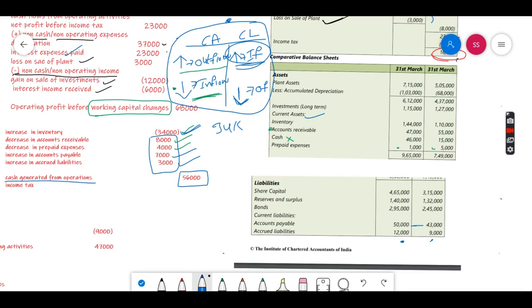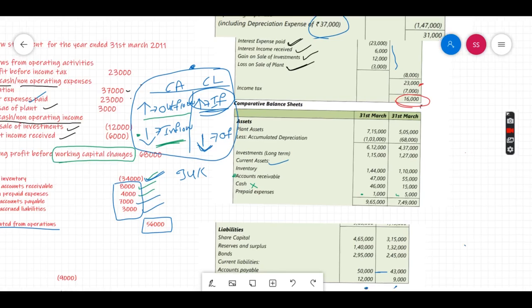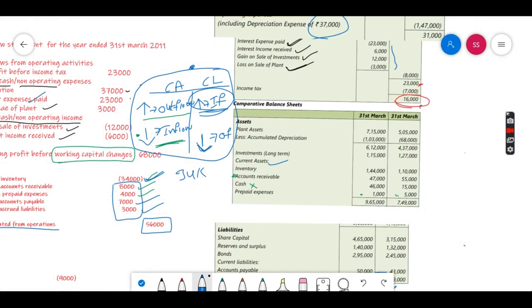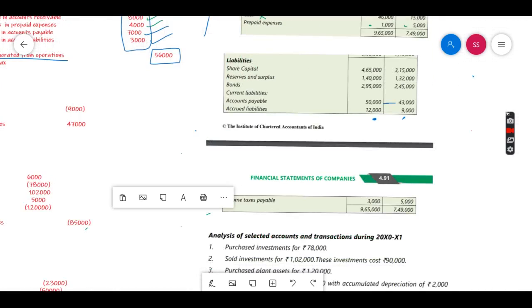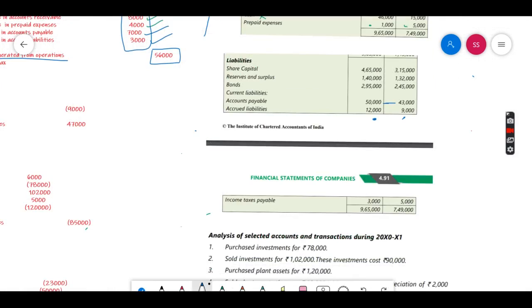Then finally you need to deduct the income tax, right? In the question they gave that income tax they paid during the year was 7,000. Now you need to check the whole question. Is there any provision for tax? Yeah, here they mentioned that the income tax payable was 3,000 plus 5,000. We need to take only the figure that was paid during the year.